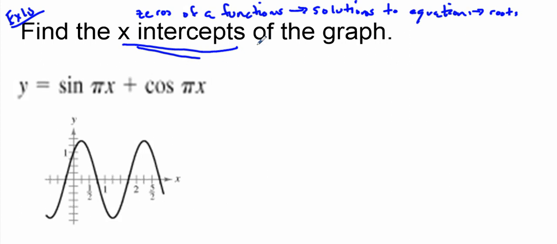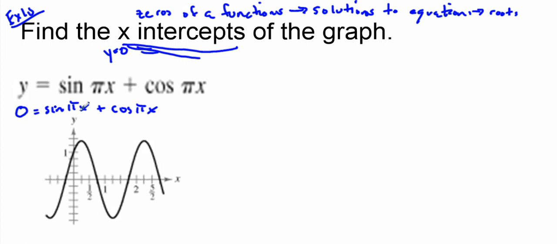A whole bunch of different things can allow you to find these. But x-intercepts are essentially when the y value equals 0. So in this case, we're going to set this equal to 0, and we're trying to figure out when sine of pi x plus cosine of pi x equals 0.